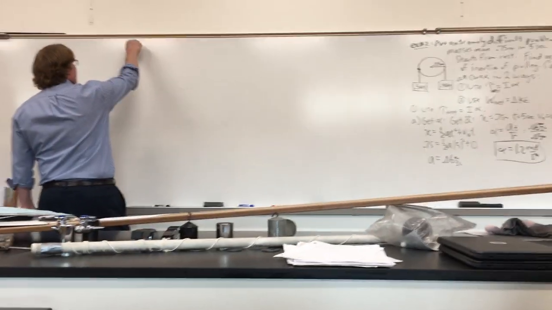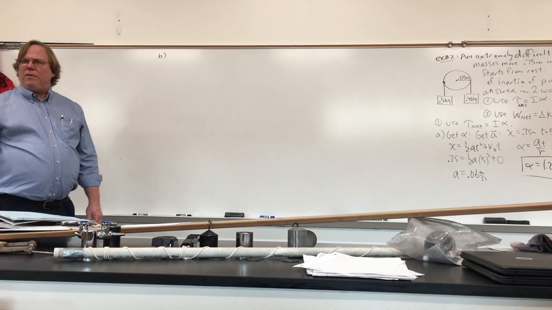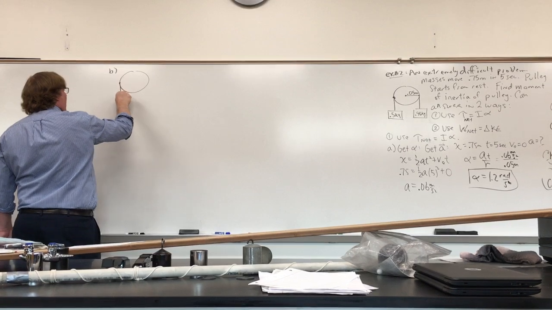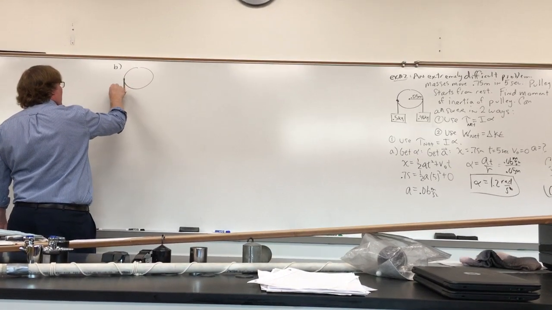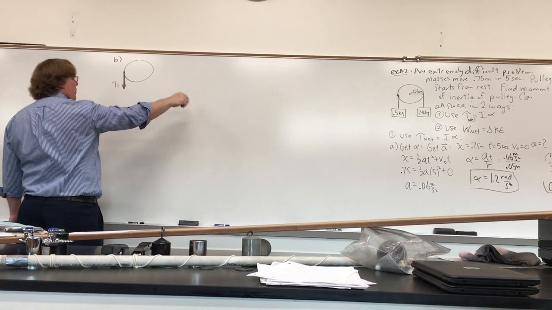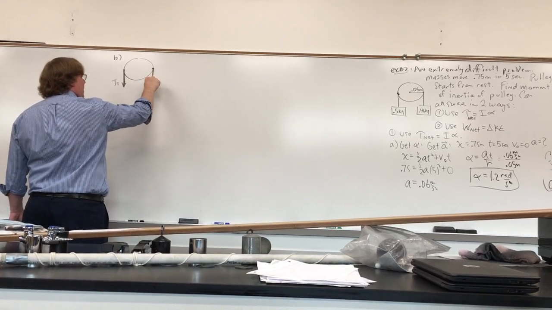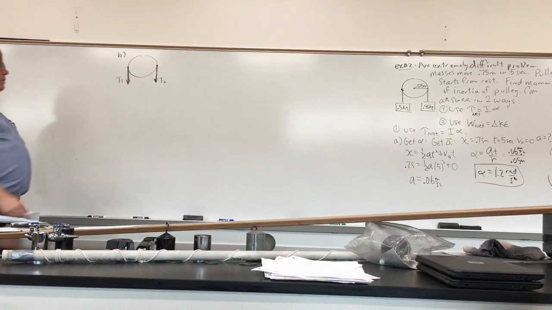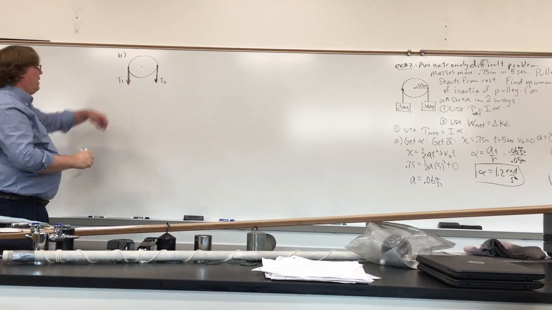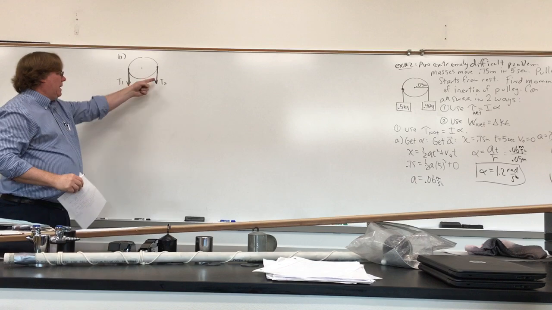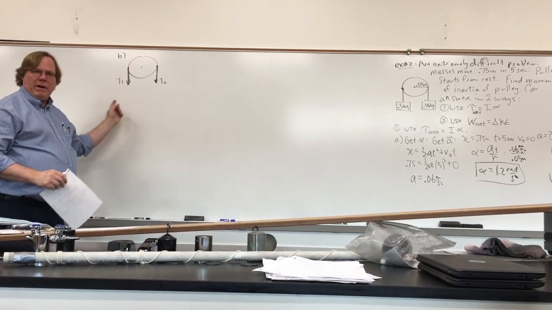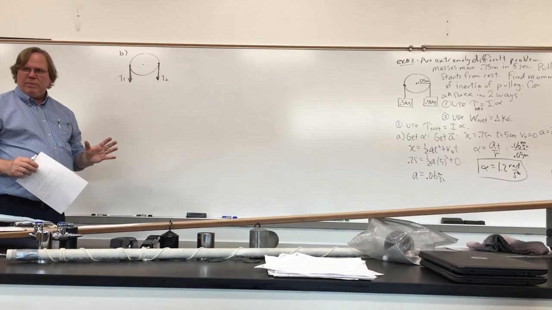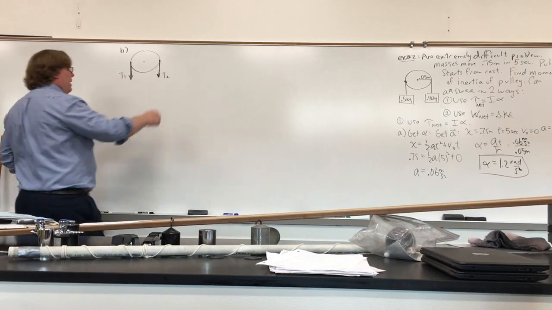Alrighty, part B is I need to find the net torque on the system. Well, looking at the system, I've got two forces happening. I got T1, the torque due to the 0.5 kilogram mass, and I've got T2, the force due to the 0.46 kilogram mass. And I want you to notice that T1 is exerting a counterclockwise torque, and T2 is exerting a clockwise torque. But if I can find T1 and T2, I can get the net torque on the system. Are you guys with me so far? Hoping so. Alrighty, then let's go for it.